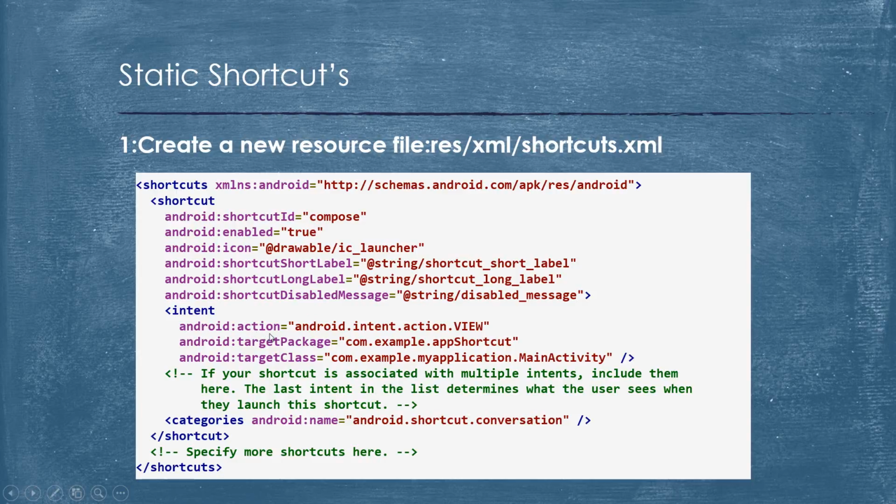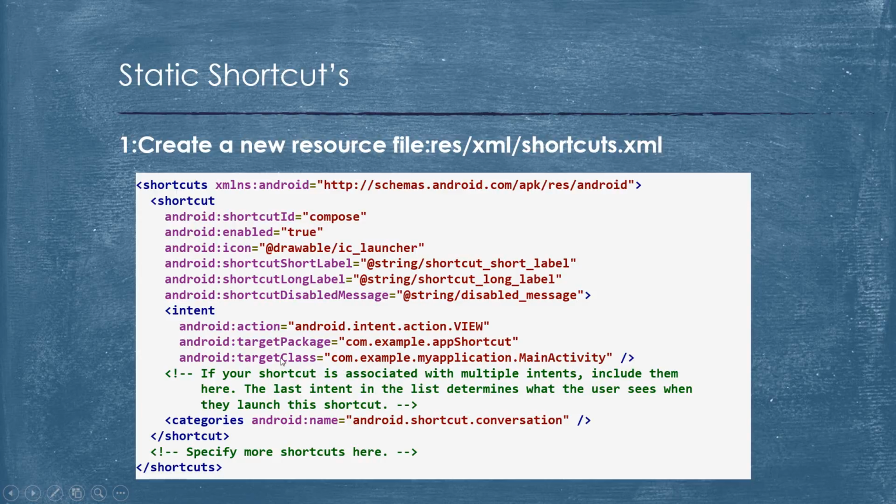The first thing is we have to create one android:action inside our intent tag, and that will be android.intent.action.VIEW. And that is the target package. Whatever activity you are going to launch, you have to provide the package here, only the package address, like here it is com.example.appshortcut. So you will just provide a package name here, and that is the target class. So what will be the activity that you are going to launch here? That will be the main activity.